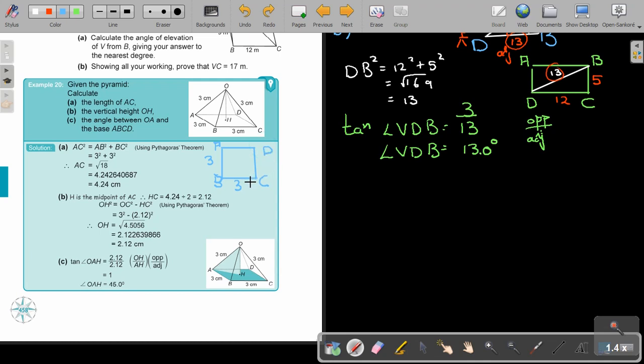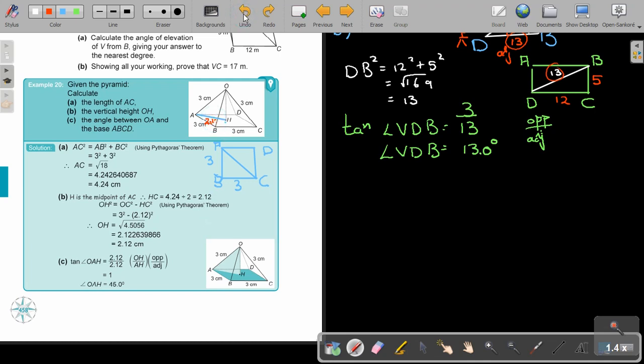So if in this case I'm going to say AC, so I'm going to find AC by saying 3 squared plus 3 squared, and I take the square root and I get the answer. Okay. Now, the AC, so the vertical height OH. So if I now have, and I divide it by 2 because it's cutting it in the half, I'm getting that, that's now 2.12.